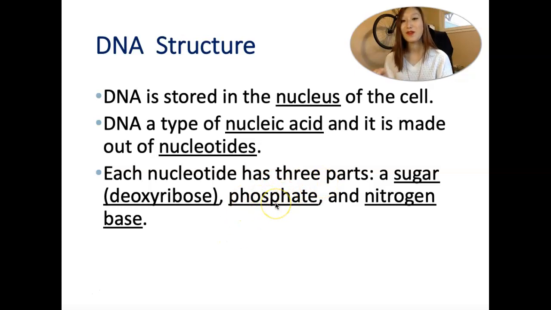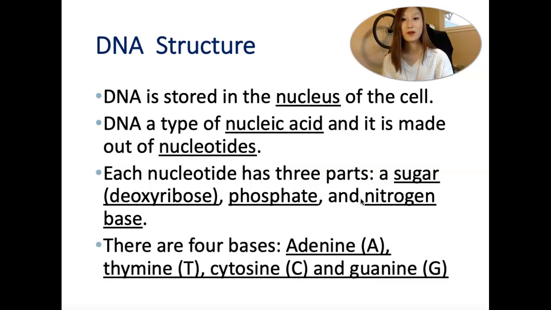Phosphate, a phosphate group, just like ATP has a phosphate group, DNA also has a phosphate group. And then we have nitrogenous base. There are 4 different types of nitrogenous bases in the DNA as well. So the 4 types of bases is what makes different nucleotides different from each other. The 4 bases are A, T, C, and G.